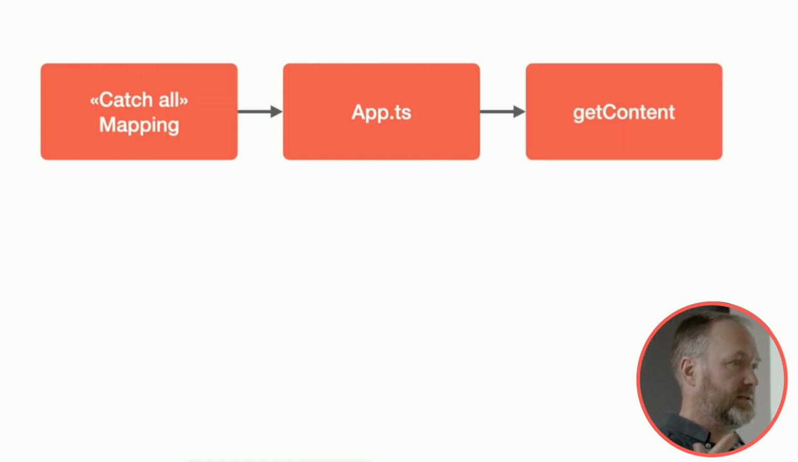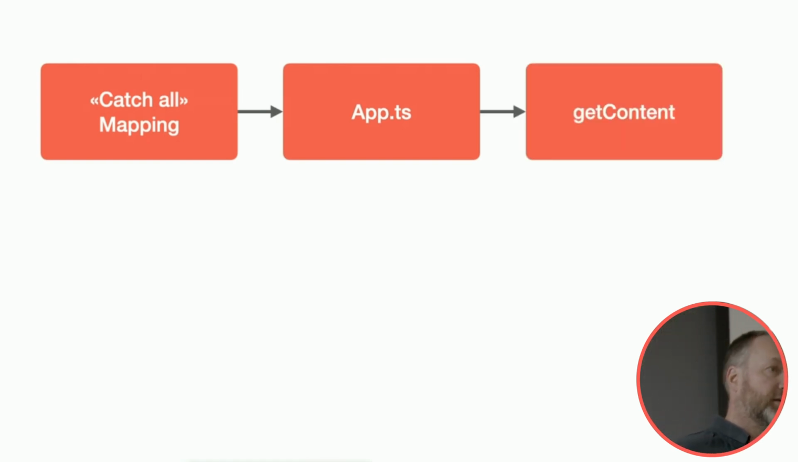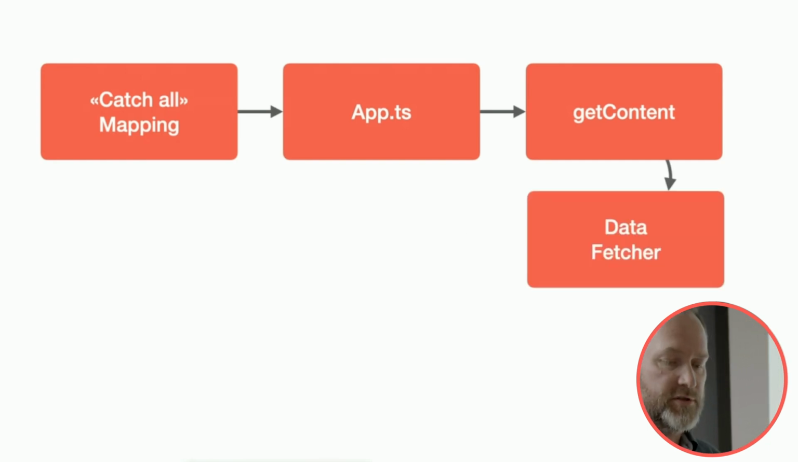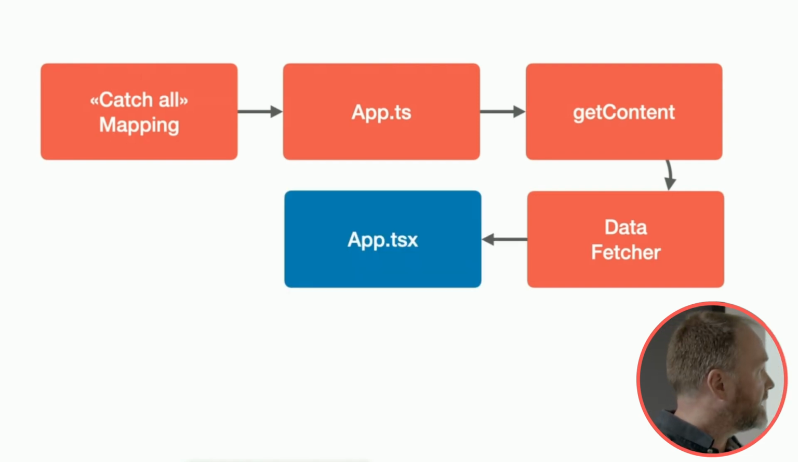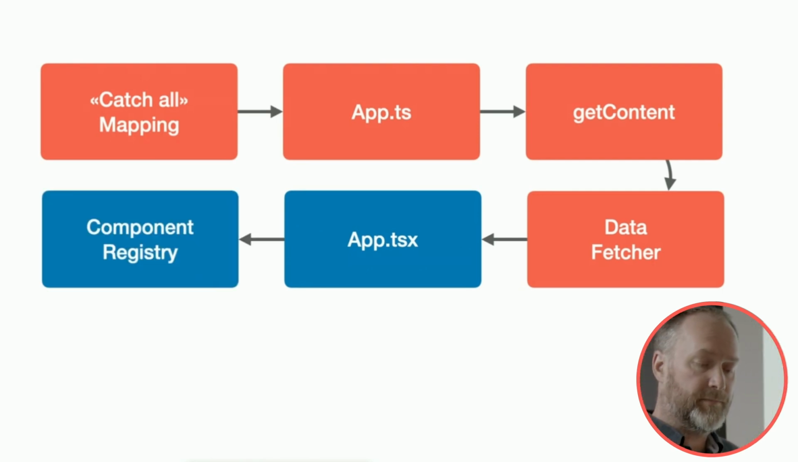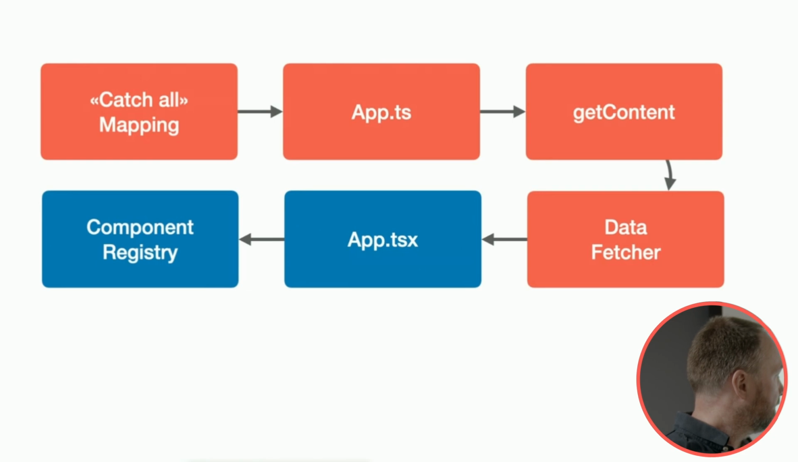Basically, what this does is it gets the contextual content and then starts sending that to something called the data fetcher, which will get all the data needed for that page. It will then go to the app.tsx, which is the, let's say, root controller for React, which boots off everything. And then goes to something called component registry, which will then render all the components that are on this page.